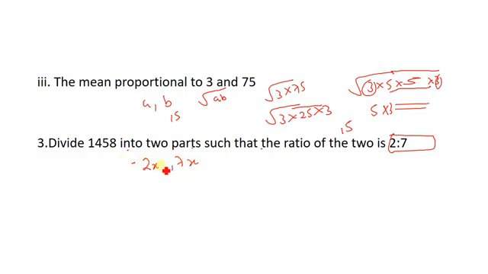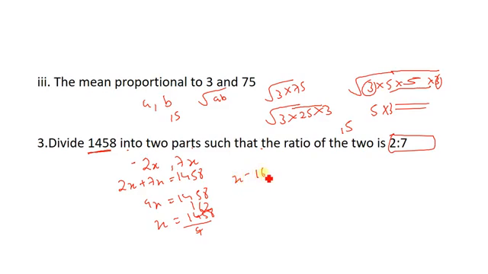Now sum of these is nothing but 1458. So 2x plus 7x is nothing but 1458. Okay, so 9x will be 1458. Now x will be 1458 upon 9. 9 ones are 9, 9 sixes are 54, 9 twos are 18. So x we are getting as 162. Now in order to find the two parts, first part is 2x. So 162 into 2, that will be equal to 324. And second part will be 7x. Now what is x? 162. So 162 into 7, that will be equal to 1134.